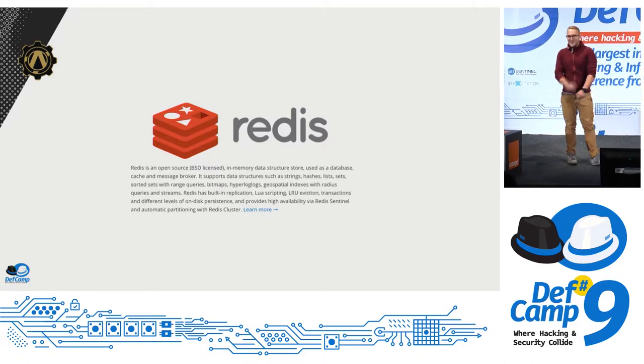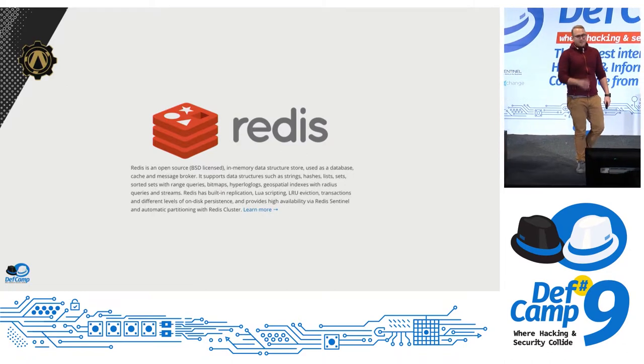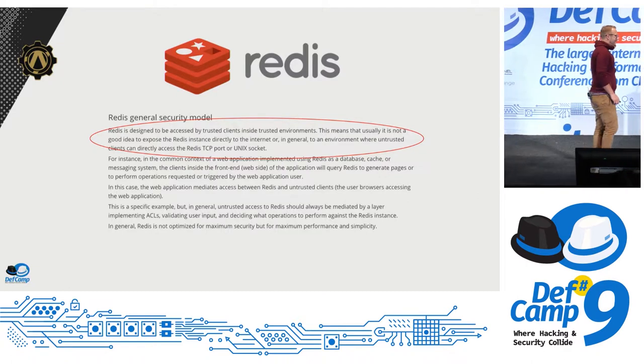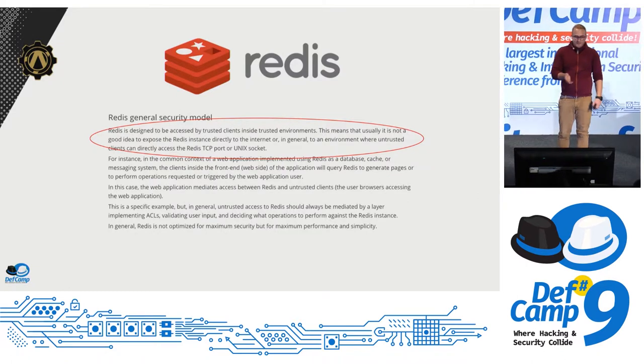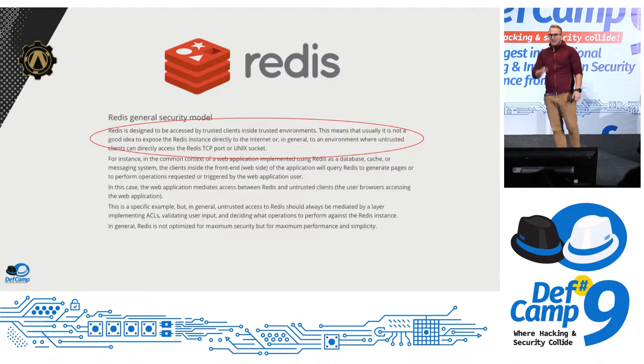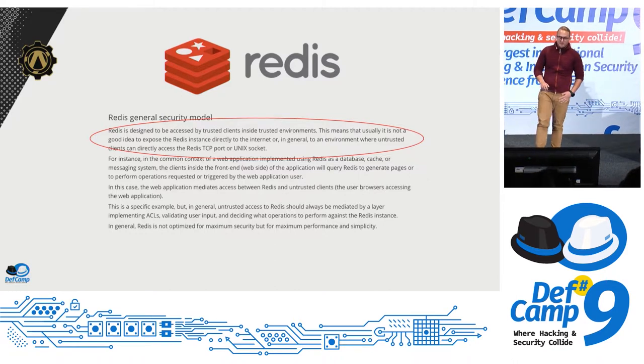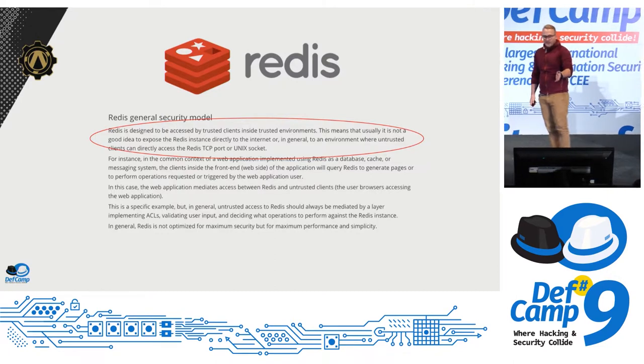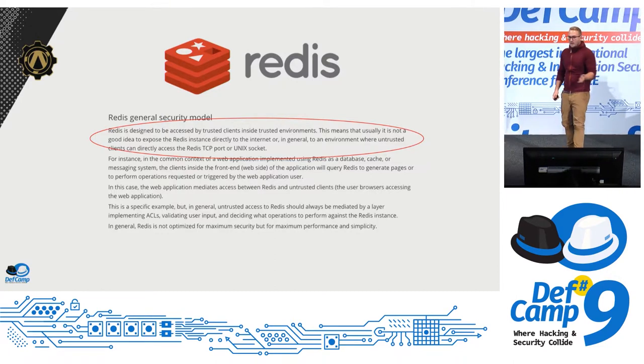But the funny thing with Redis is that the threat model is awesome. Redis is designed to be accessed by trusted clients inside a trusted environment. This means that it usually is not a good idea to expose a Redis instance directly to the internet, or in general to any environment where an untrusted client can connect to it, right?